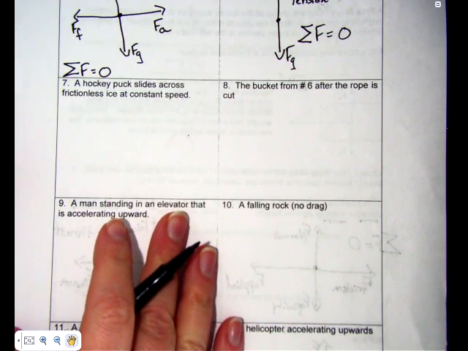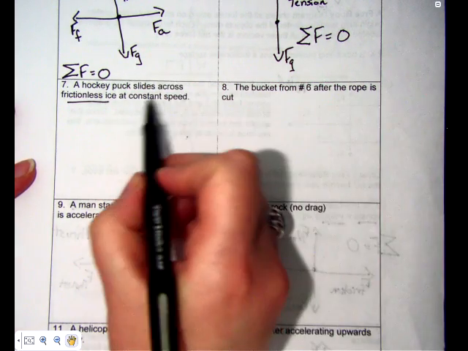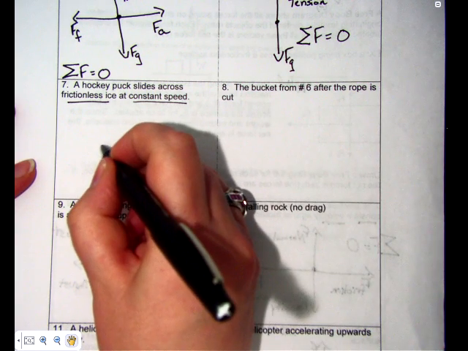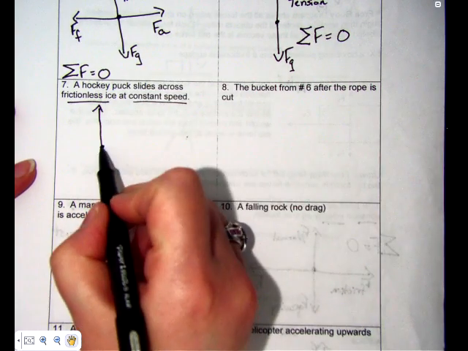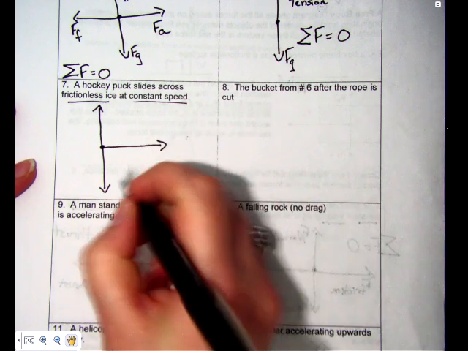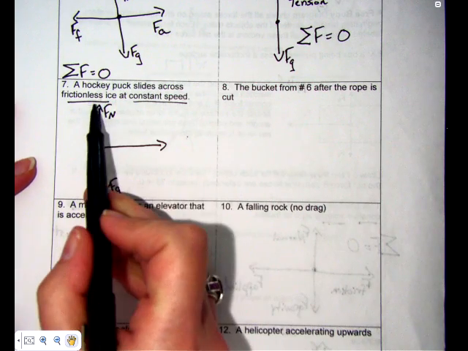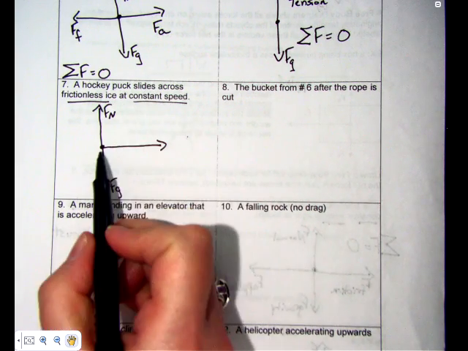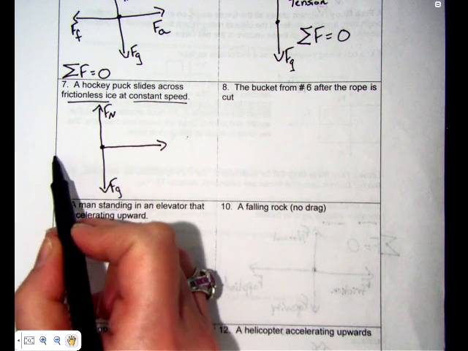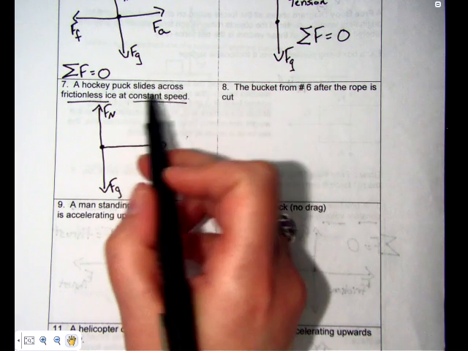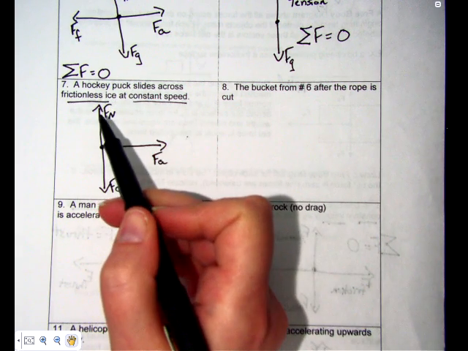Okay? 7. A hockey puck slides across frictionless ice at constant speed. And this is one of those cases where it's the fairy tale imaginary scenario. So gravity, normal force. We know that there's hardly anything that's completely frictionless, but since they indicated frictionless, that meant we weren't to draw anything in for the friction, and that there's already been an applied force at some point.